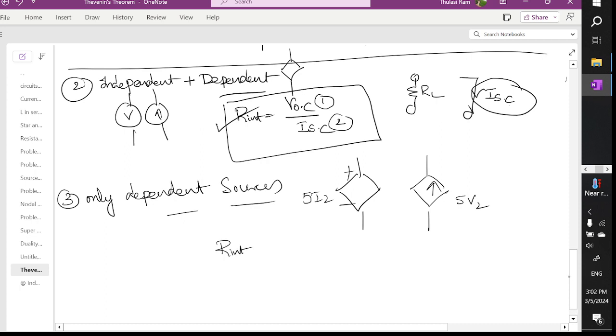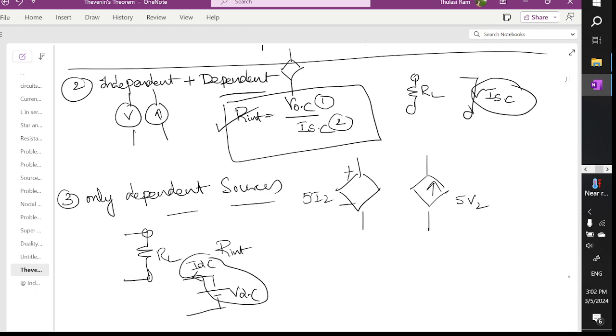So remove the load resistor. This is the load resistor given. Remove the load resistor, apply a voltage of VDC, and find the current IDC. So you can see here, when you remove the load resistance, you can find R internal as VDC divided by IDC. Then automatically you can evaluate R internal.